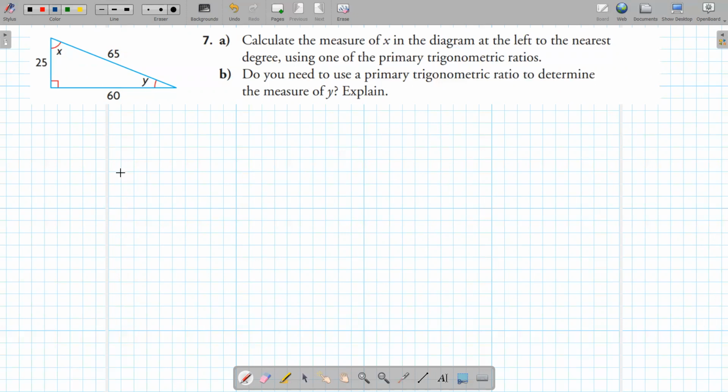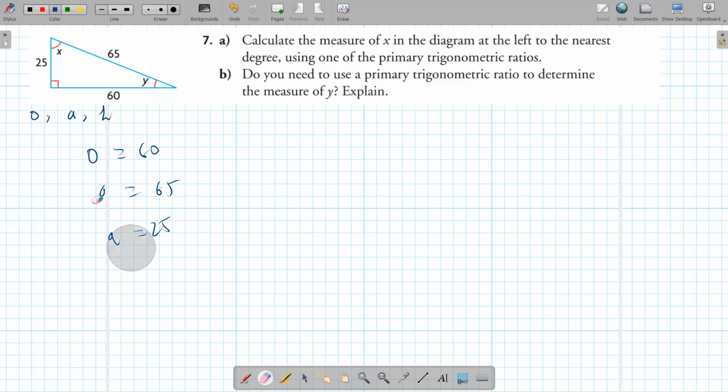Question 1, they want us to find x. I'm going to ask you, relative to x, which sides are given? So we know something is 60, something is 65, something is 25. But now you want to look from the perspective of x. Again, you've got to look at it from x's perspective. Is 60 the adjacent or is it the opposite? Opposite. Yes, 60 is the opposite. What about 25? It's the adjacent. What about 65? The hypotenuse.